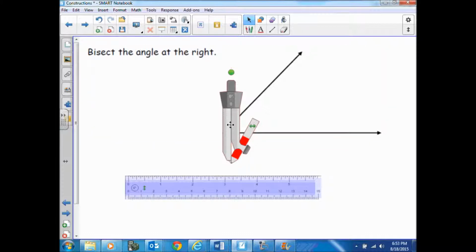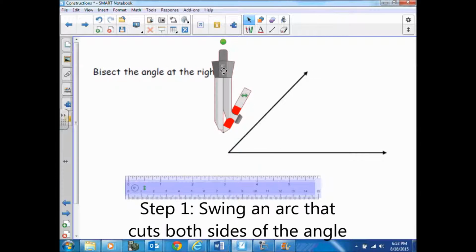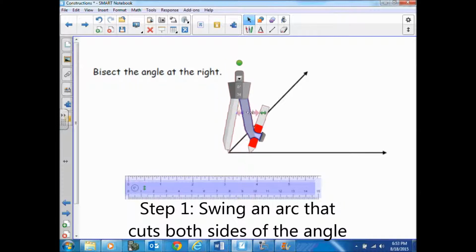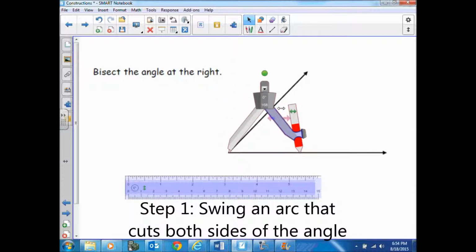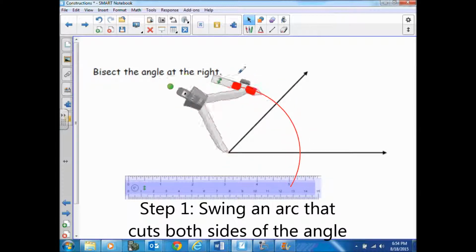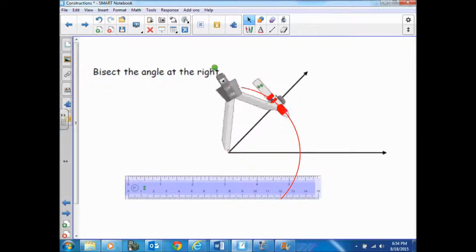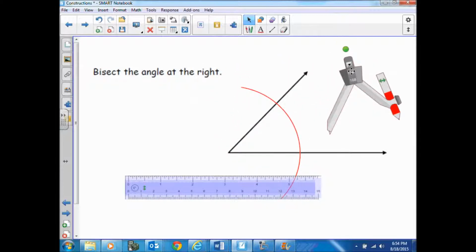Okay, so I have a ruler and a compass. Alright, first thing you're going to want to do is, we're not trying to draw a new angle, we're simply trying to take this angle and cut it in half. So first, take your compass, and we're going to swing an arc. Again, an arc is just a portion of a circle. If I kept going, it would make a circle. There's no reason for me to draw an entire circle for this.